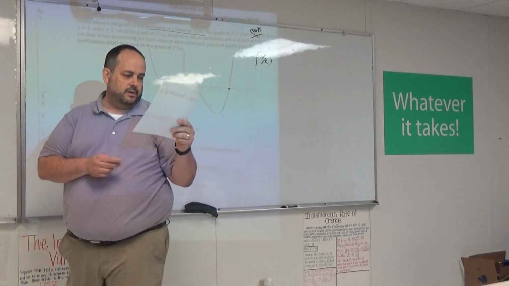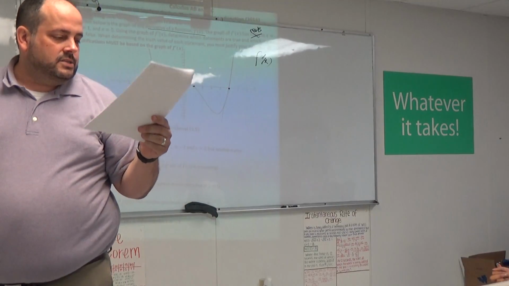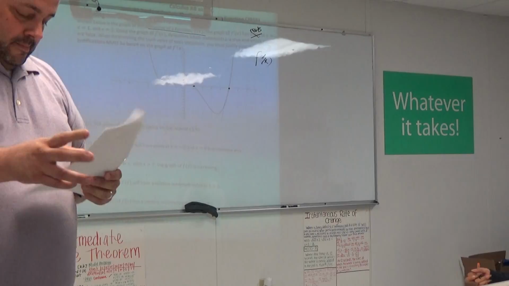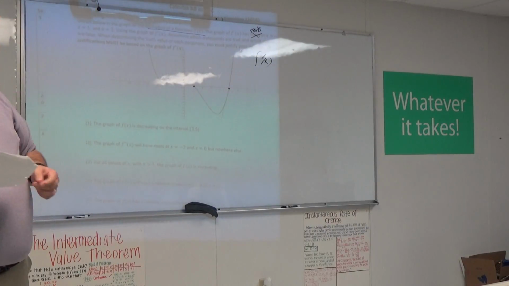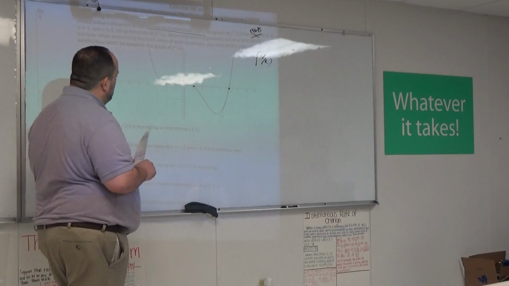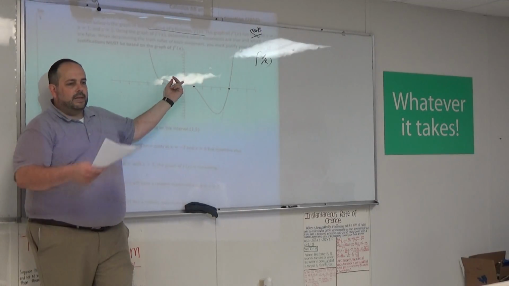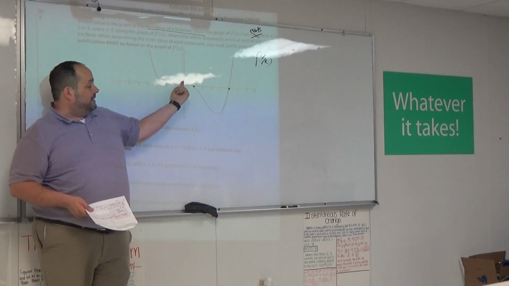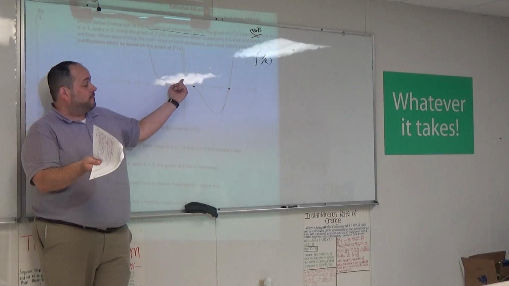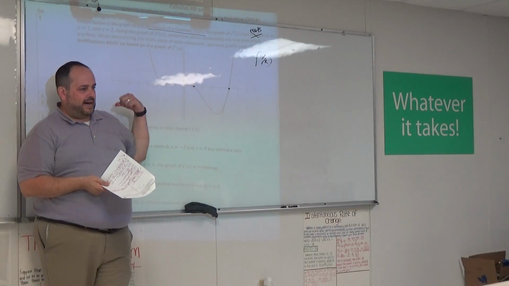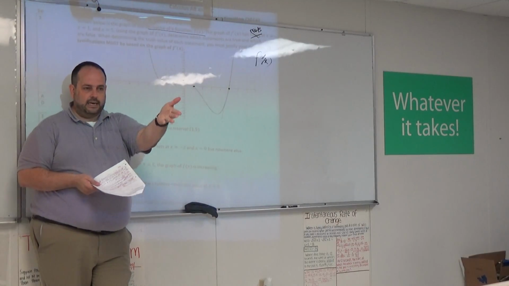Number 4? Giselle, the graph of f will have a relative maximum at x equals 0. False. Tell me why. Because f prime doesn't go from positive to negative at x equals 0. Love it. This is a false statement. The graph of f prime has a relative maximum, but for f to have a relative max, f prime would have to change from positive to negative. It doesn't do that. Love it.